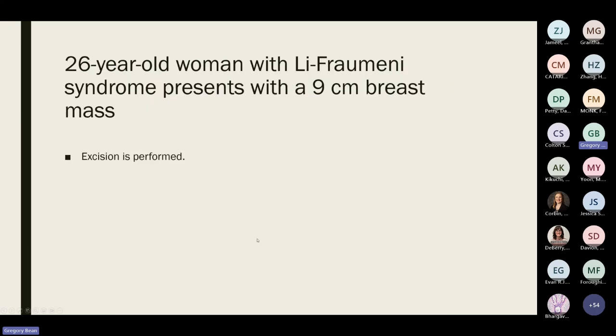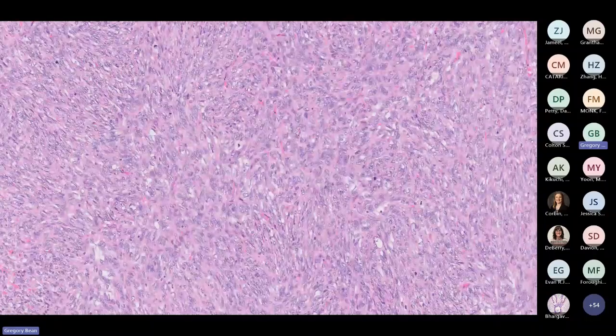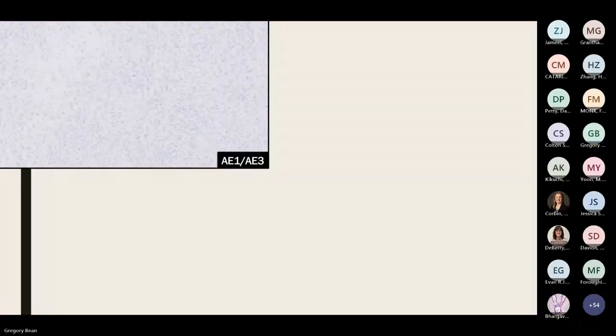Next case, 26-year-old woman with Li-Fraumeni syndrome presenting with a 9-centimeter breast mass, and they do an excision, and you get one of these cases where you just have slides and slides of solid sheets of spindle cells, of variable pleomorphism in the cells themselves, mitotic activity. Maybe you'll see necrosis in other sections, but no real architecture to speak of.